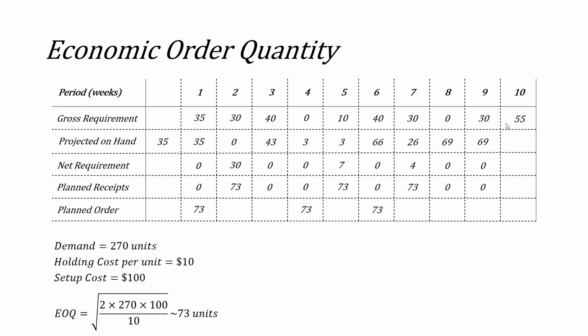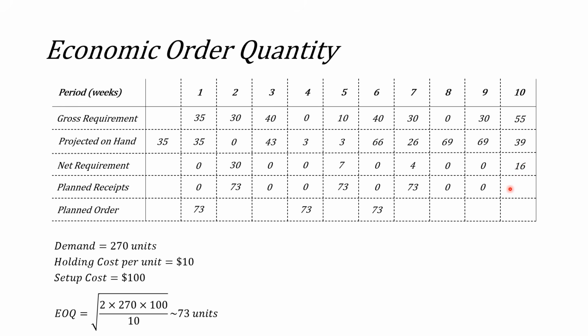Okay, so for my final week, the remaining inventory that I did not use, which is 39 units, is going to get carried forward as my projected on hand for week 10. All right, so now that I have 39 units left in week 10, the requirement here becomes my net requirement, which is 55 minus 39, or 16 units.